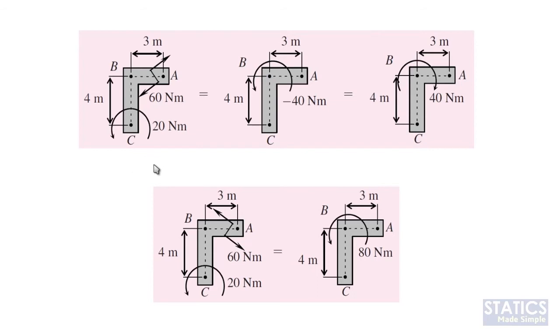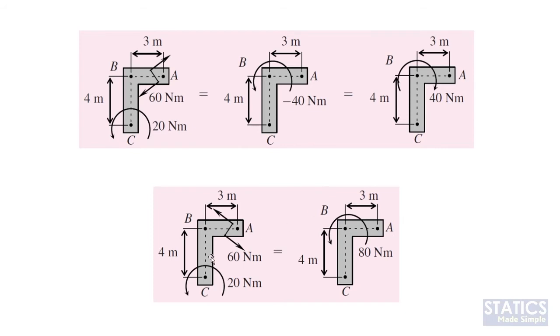If we have more than one free couple, for example, acting on one rigid body, in this case, one at point C, we have 20 Newton meter counterclockwise. At point A, we have 60 Newton meter clockwise. So in total, the sum of these two couples will give you a couple equal to 40 Newton meter, and it is acting clockwise. So you can just add up the contribution of the free couples on that rigid body. So it is not location dependent anymore. It is just a scalar value.